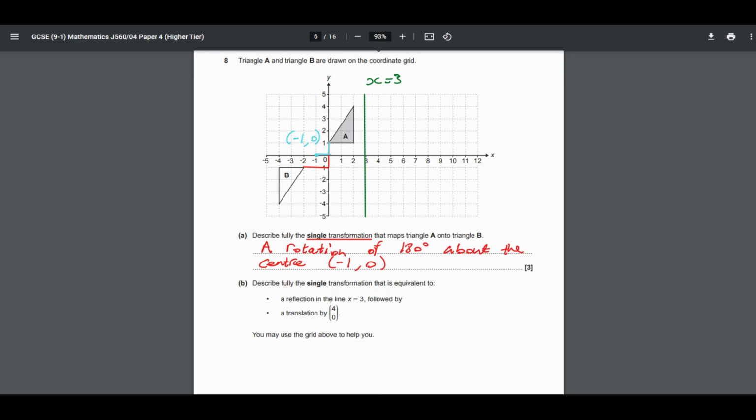Okay. Once I've done that, I will now draw the reflection of this triangle, like so. Okay. And now I would do a translation by 4, 0. So that's basically shifting this triangle 4 positions to the right. 1, 2, 3, 4. So you want to basically find out a single transformation that does the same thing.